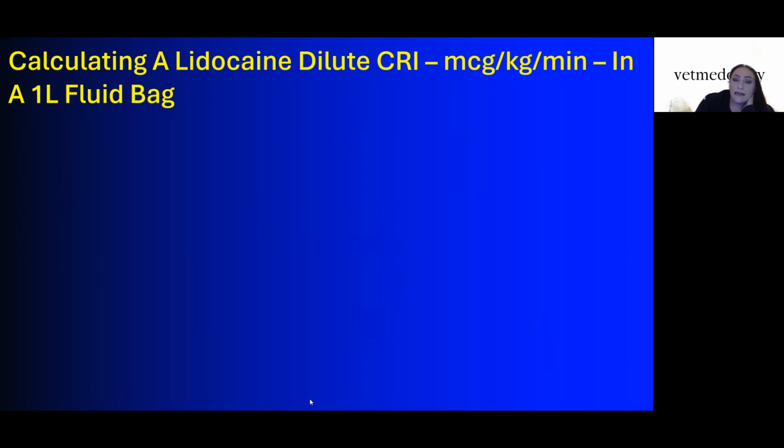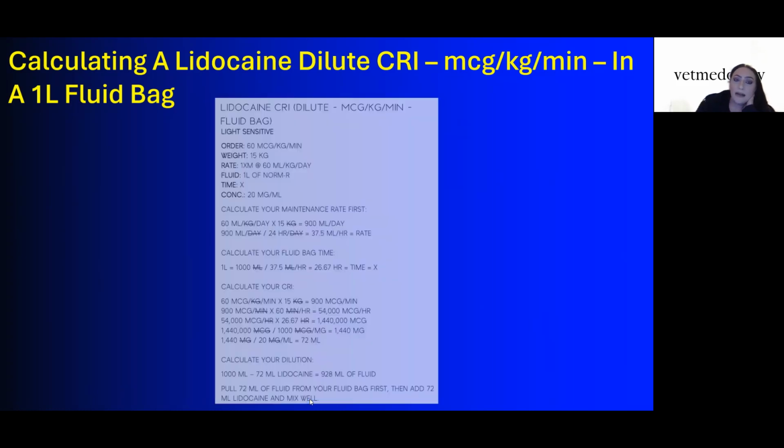Calculating a lidocaine dilute CRI in mics per kg per minute in a 1 liter fluid bag. So 60 mics per kg per minute is our order. 15 kgs is the weight of our patient, and our rate is 1 times maintenance at 60 mils per kg per day in 1 liter of norm R. We don't know the time yet. And again, 2% lidocaine is 20 mgs per mil.